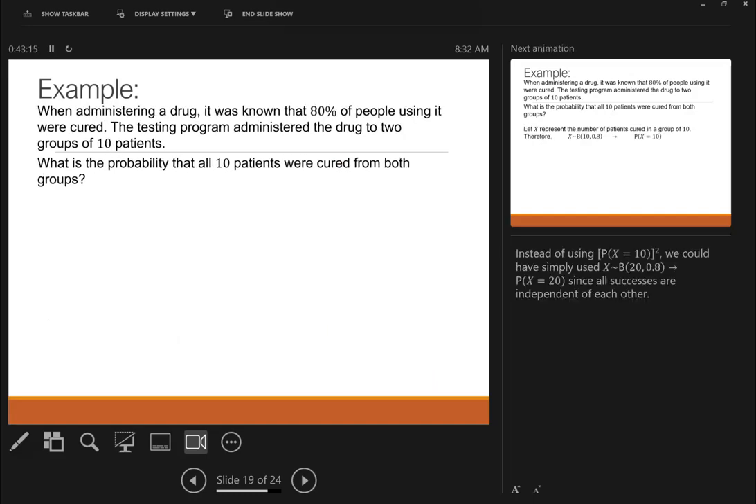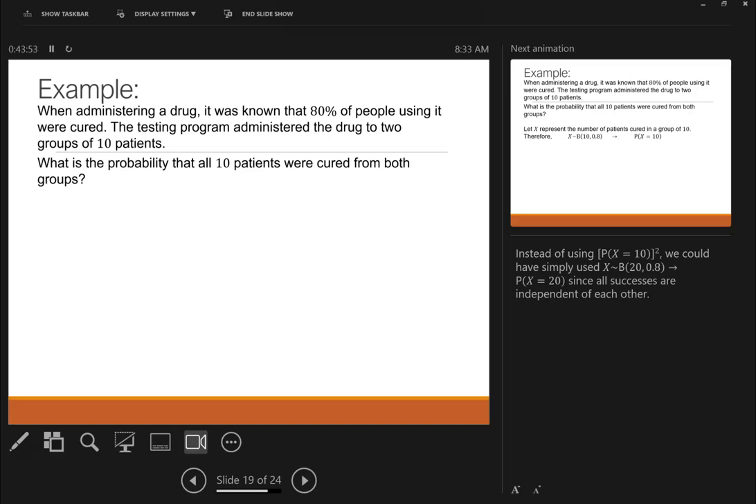All right. When administering a drug, it was known that 80% of people using it were cured. The testing program administered the drug to 2 groups of 10 patients. What is the probability that all 10 patients were cured from both groups? First step would be to see if it's binomial, right?